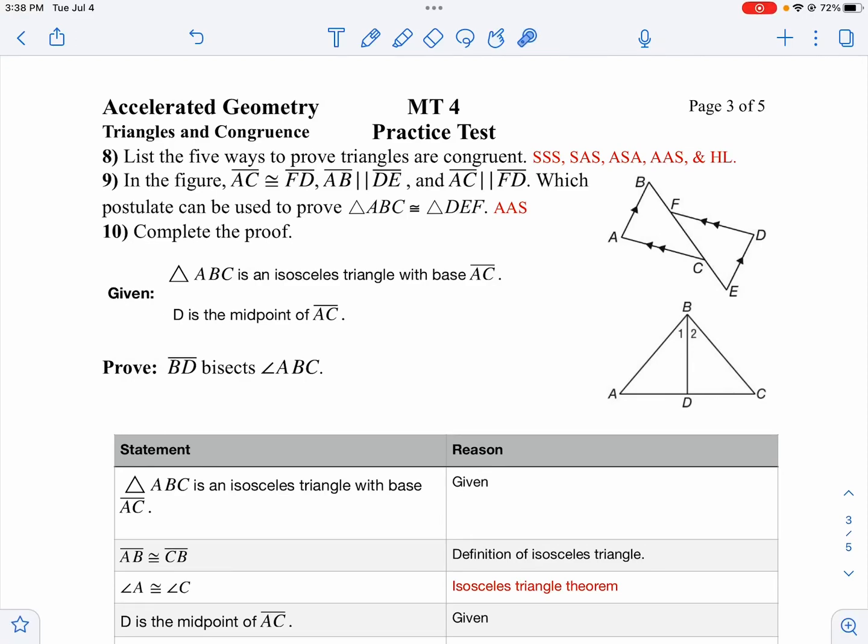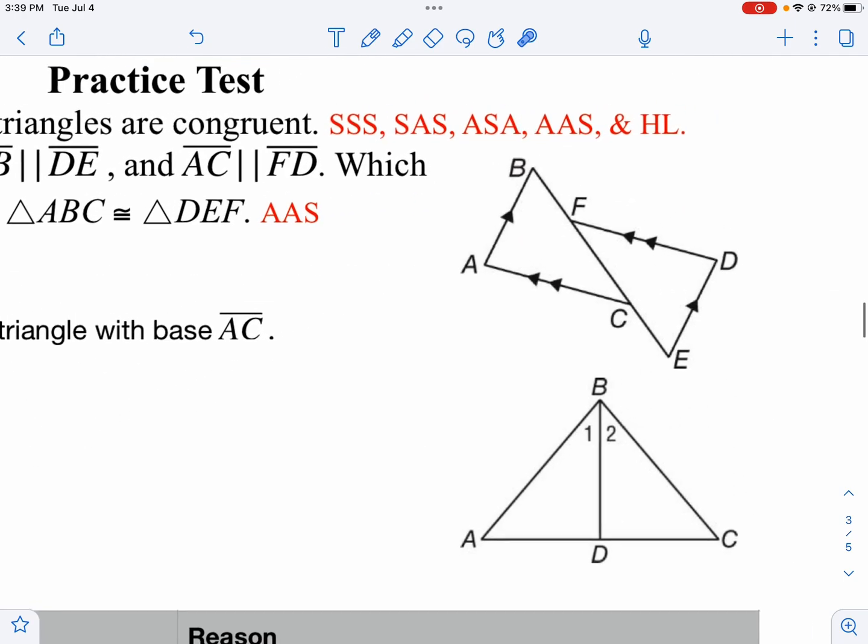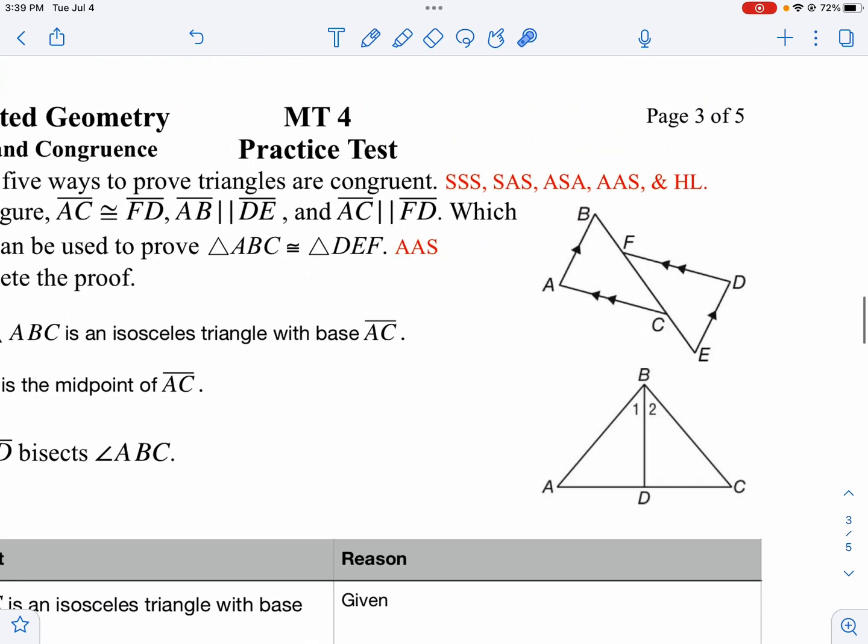On question number 8, we want to list the 5 ways to prove triangles congruent. And so: side, side, side; side, angle, side; angle, side, angle; angle, angle, side; and then HL. On number 9, which way could I use to prove these two triangles congruent?